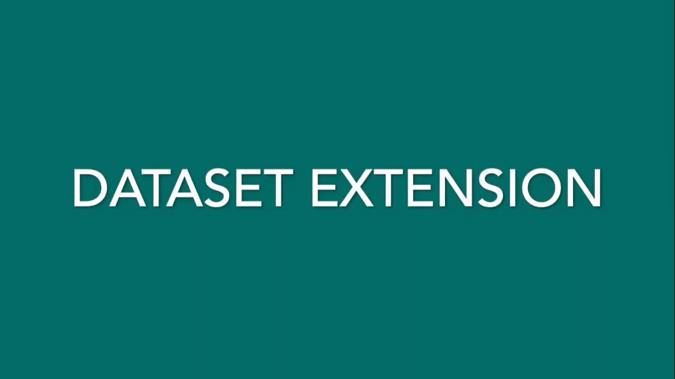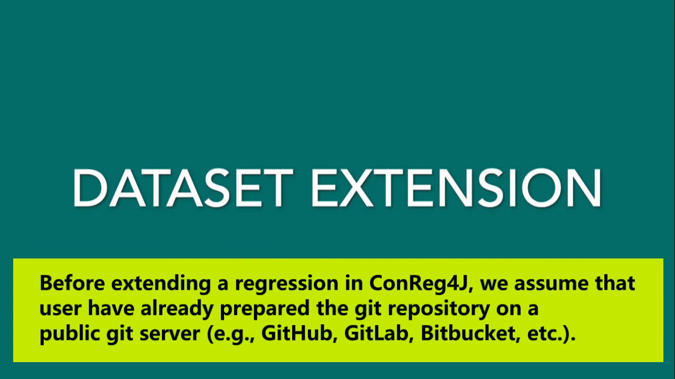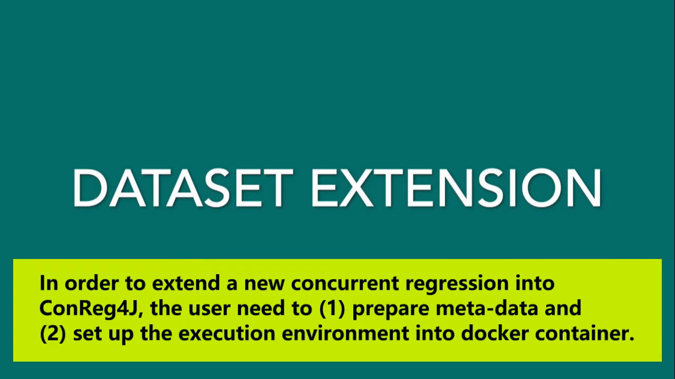Before extending a regression in ConRej4J, we assume that a user has already prepared the Git repository on a public Git server, for example, GitHub, GitLab, Bitbucket, etc. In order to extend a new concurrent regression into the database, the user needs to prepare metadata and set up the execution environment in the Docker container.